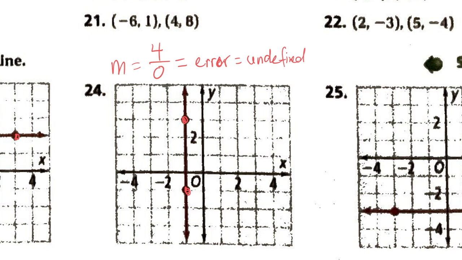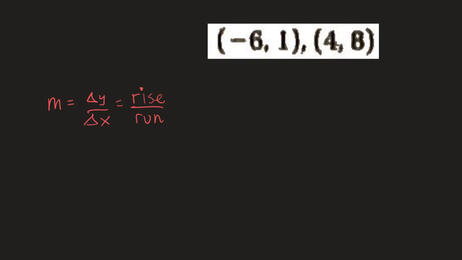Now we're going to talk about calculating slope from ordered pairs. In fact, I can use this very ordered pair right here, which is negative 6, 1 and 4, 8. I reminded you that m is the slope. That's the change in y over the change in x, which is the rise over the run. That is also the same thing as what you see in textbooks: y sub 2 minus y sub 1 over x sub 2 minus x sub 1.